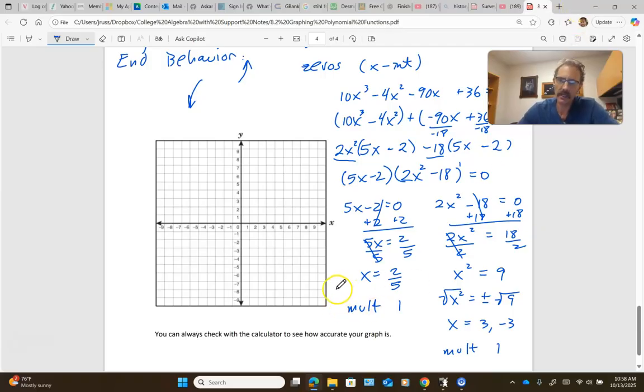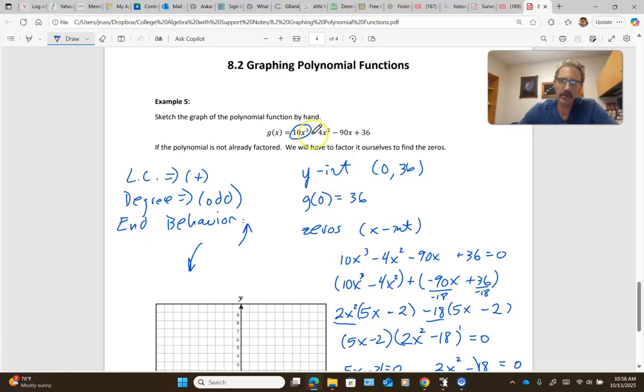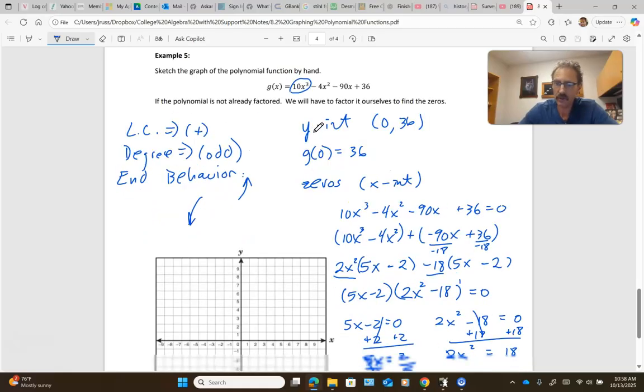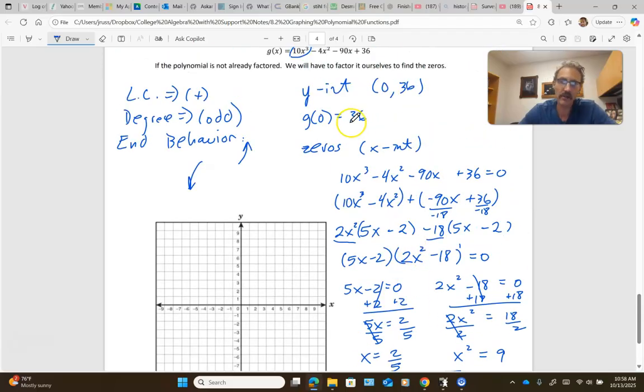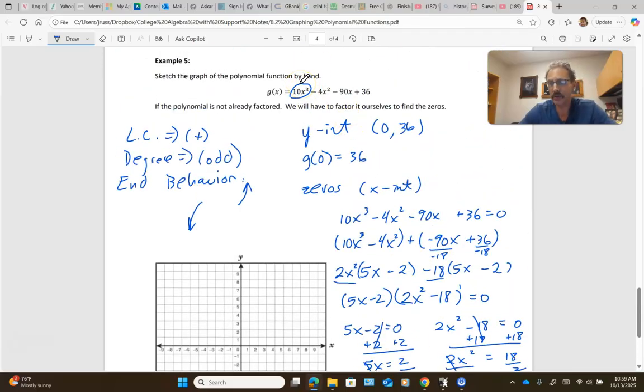Furthermore, think about this, guys. This is a third-degree polynomial, so it cannot have more than 3 zeros. Well, the only way, since I came up with 3 distinct zeros, is that they must all have multiplicity of 1. Because if they have multiplicities greater than 1, then it would be as if this polynomial has more than 3 zeros. And that's impossible.